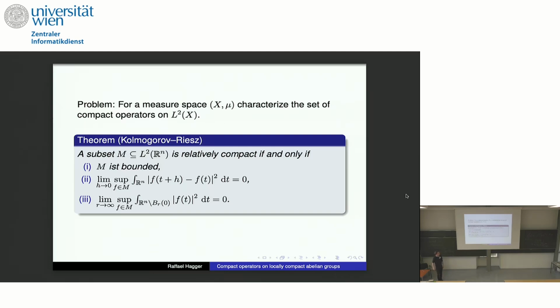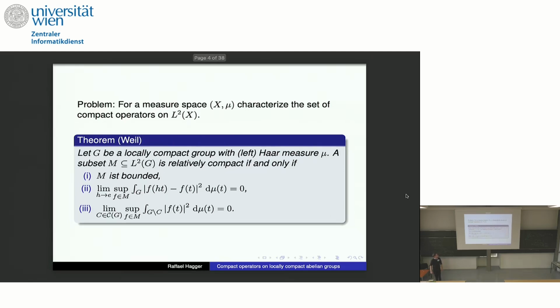A subset of L2 is relatively compact if and only if it is bounded, it satisfies this equicontinuity condition, and it satisfies this condition, which is usually called tightness, and it just measures how fast your functions fall off as you go to infinity, right? And of course, I could apply this to an operator, and then I would get some characterization of compactness, right?